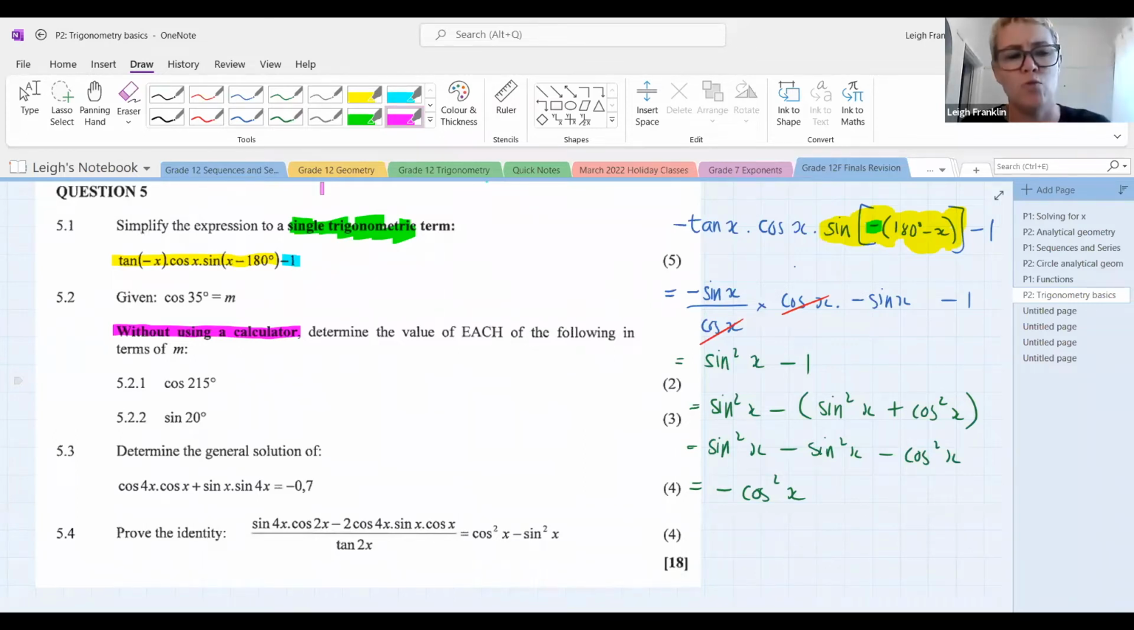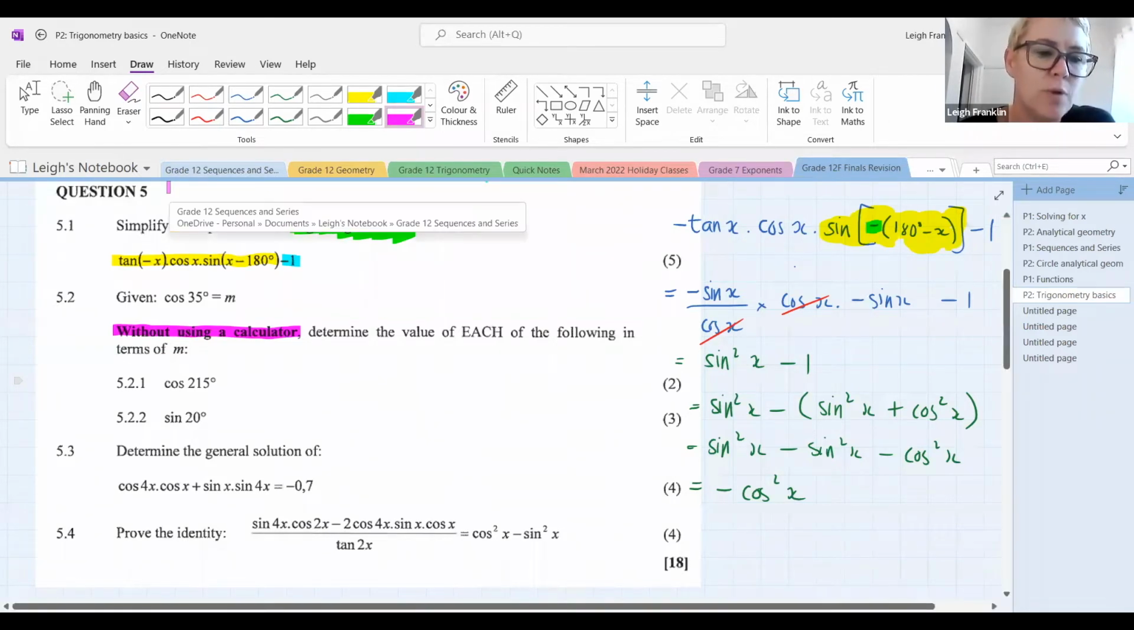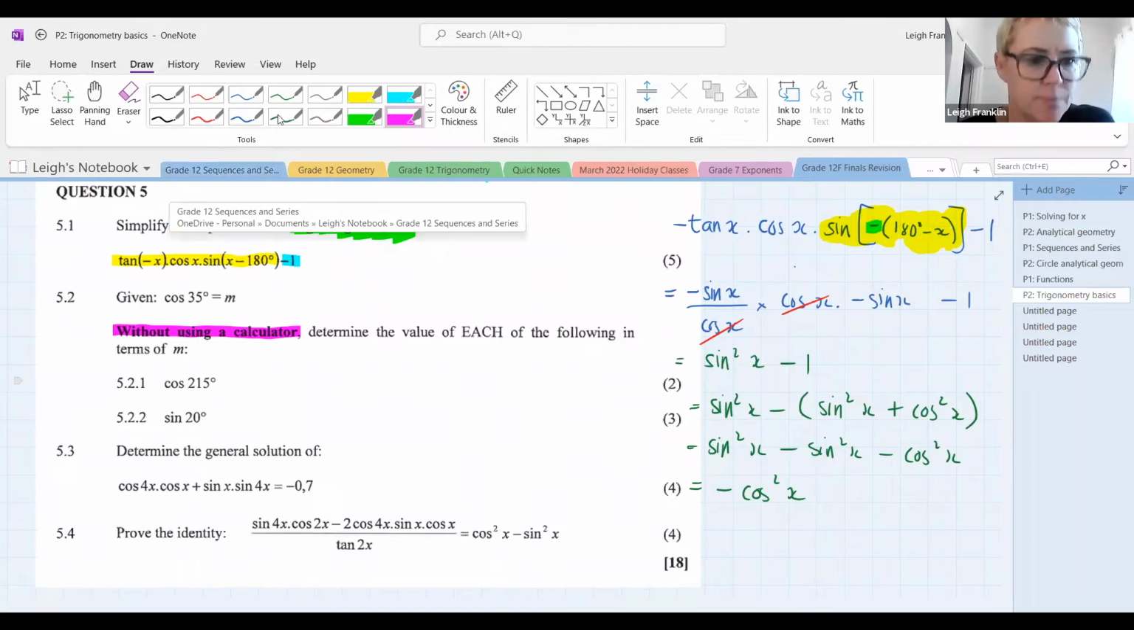Obviously, if you want to work out what 215 minus 35 is, just to check that it's 180 or whatever the case is, that's not what they're talking about, okay? But they mean you can't work out the value of cos 215 using your calculator.